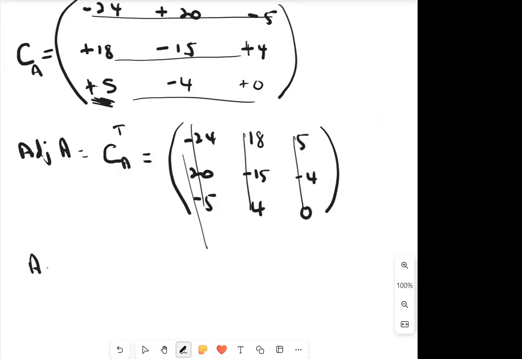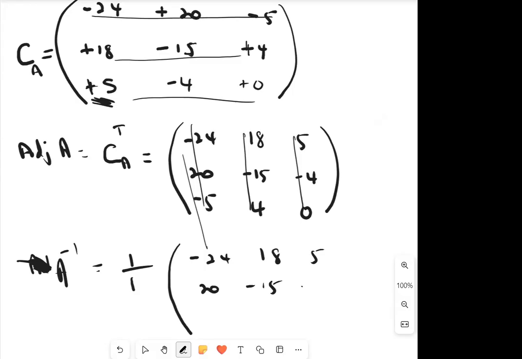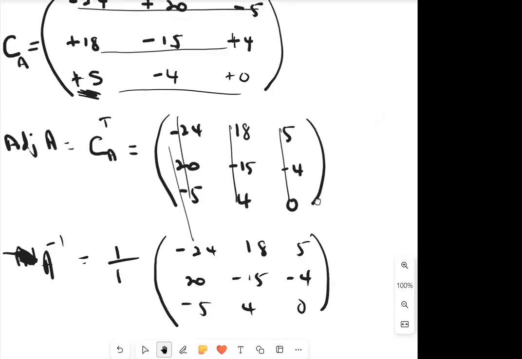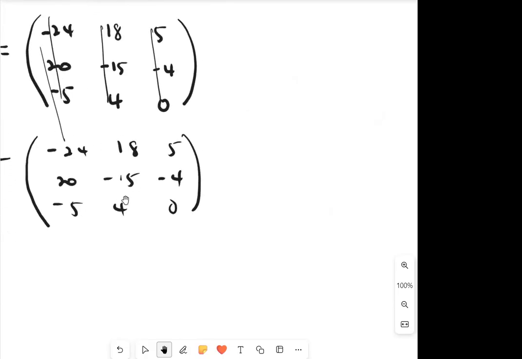And your adjoint, now we're ready for the inverse, is equal to 1 over the determinant, which is 1, times the adjoint, which is this, right? Minus 24, 18, 5, 20, minus 15, minus 4. And of course, you multiply this by 1, it remains the same, right? So the inverse is really that. But multiplying it by 1 doesn't change anything.